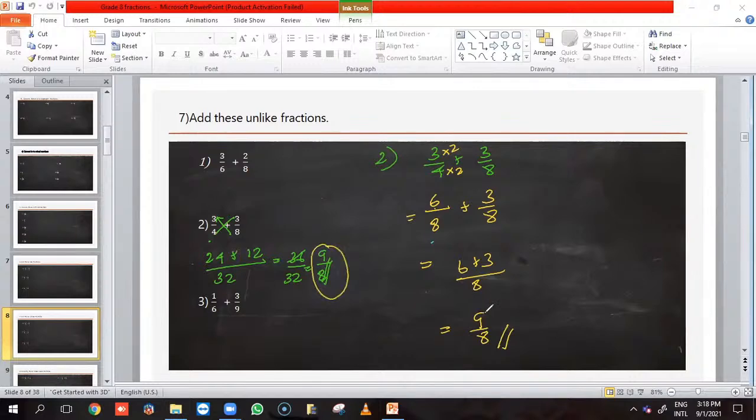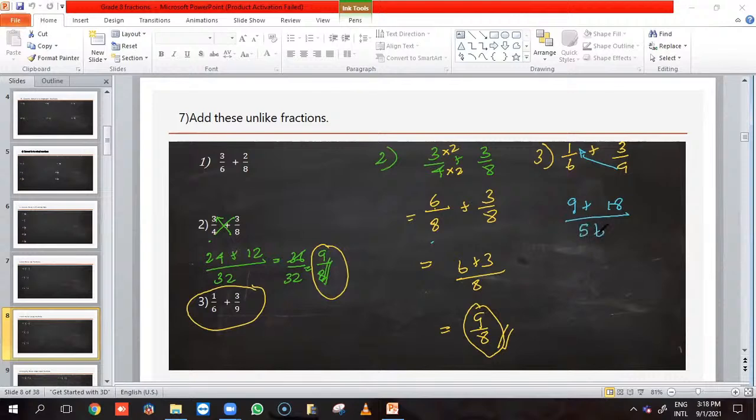Look at these two answers. Right? If you are familiar with the first method, follow it. If you are familiar with the second method, follow that. Now I am going to do this sum here, right? 1 over 6 plus 3 over 9. So our first method. I will follow the first method. 9 times 1, 9. 6 times 3, 18. 6 times 9, 54. Then 9 and 18, 27 over 54.